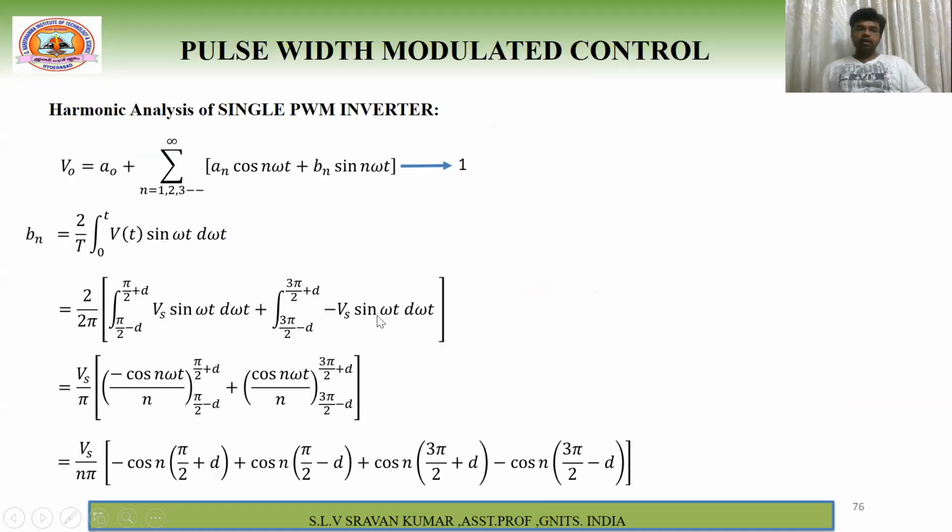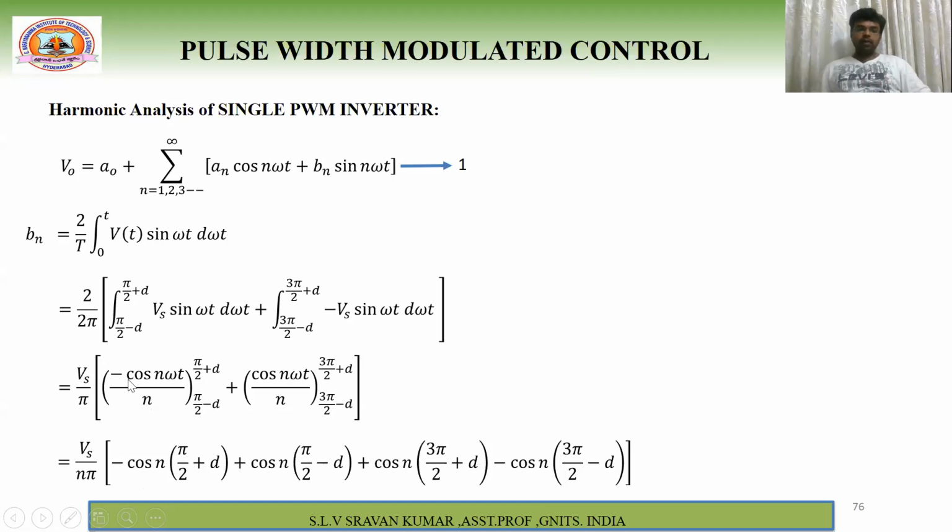I have written it here. So the first one is pi by 2 minus d to pi by 2 plus d of Vs sin n omega t d omega t, plus 3 pi by 2 minus d to 3 pi by 2 plus d of minus Vs sin n omega t d omega t. Right. So if you cancel these two and take Vs as common, therefore Vs by pi. The integral of sine means minus cos n omega t by n, and the limits can be substituted. And later again Vs by n you can take common, outside.